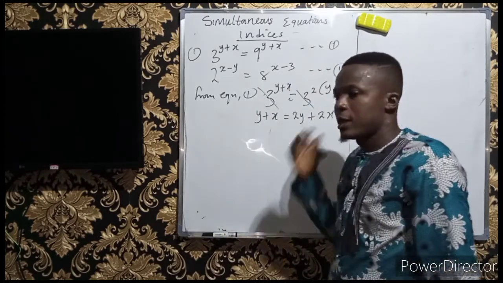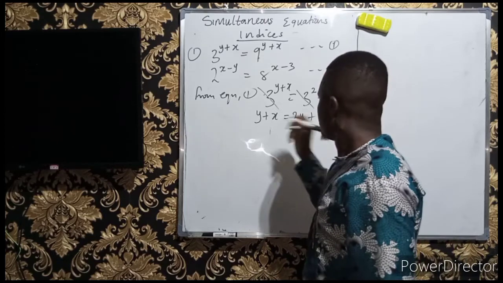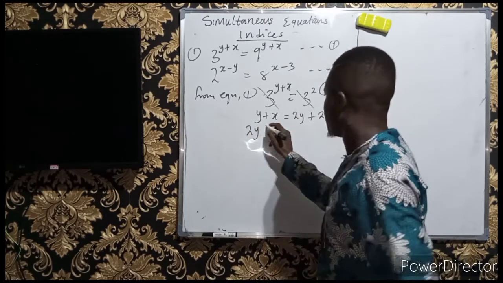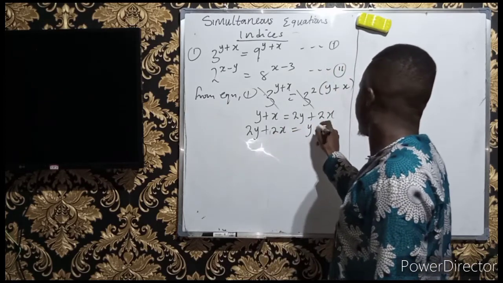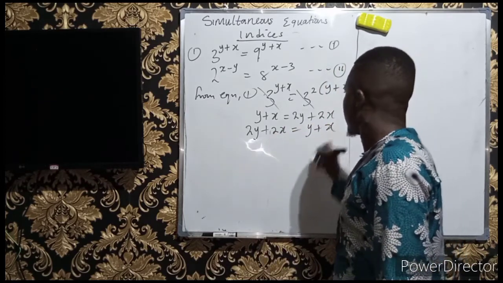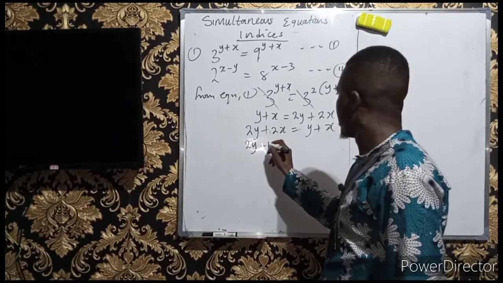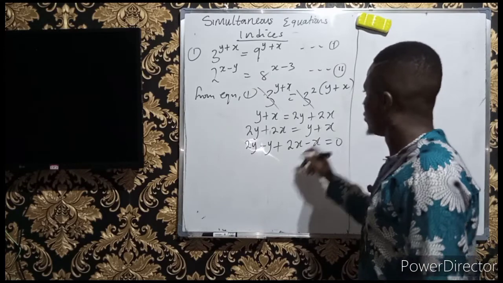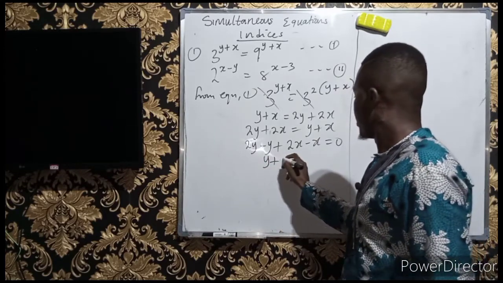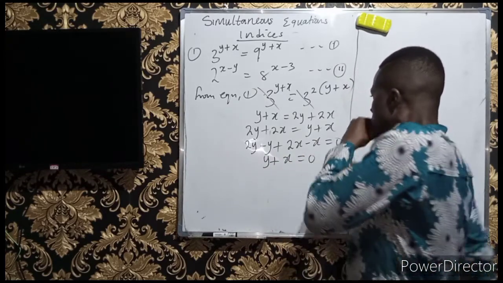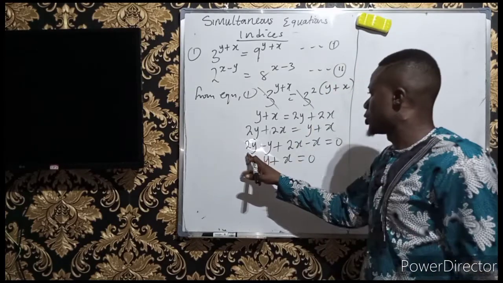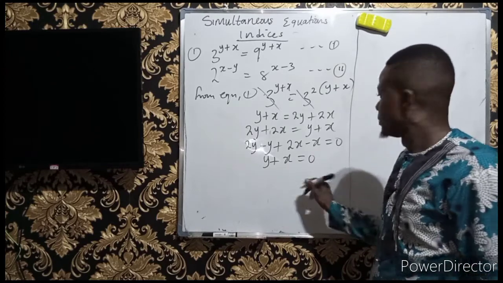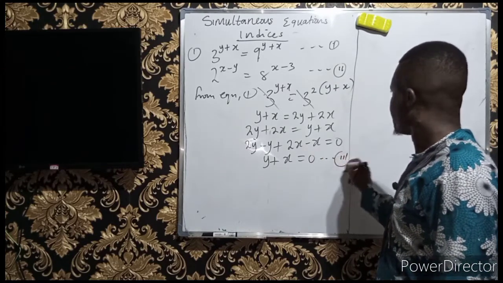So I collect like terms. 2y plus 2x is y plus x. Collect like terms. I have 2y minus y plus 2x minus x equals 0. So y plus x is 0, because 2y minus y is y and 2x minus x is what? X. This is now equation 3.